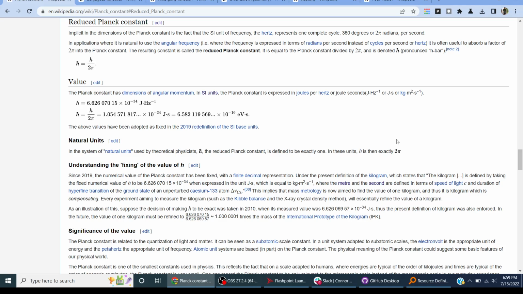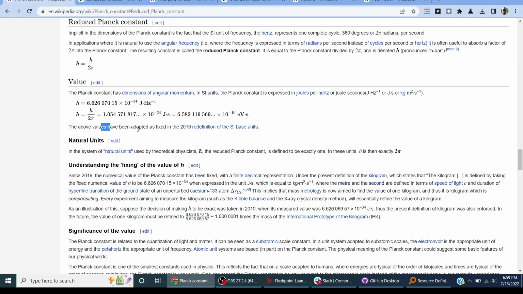h equals 6.62607015 times 10 to the minus 34 joules per hertz. h bar equals h divided by 2 pi, equals 1.054571817 times 10 to the minus 34 joule seconds, equals 6.582119 times 10 to the minus 16 electron volt seconds.